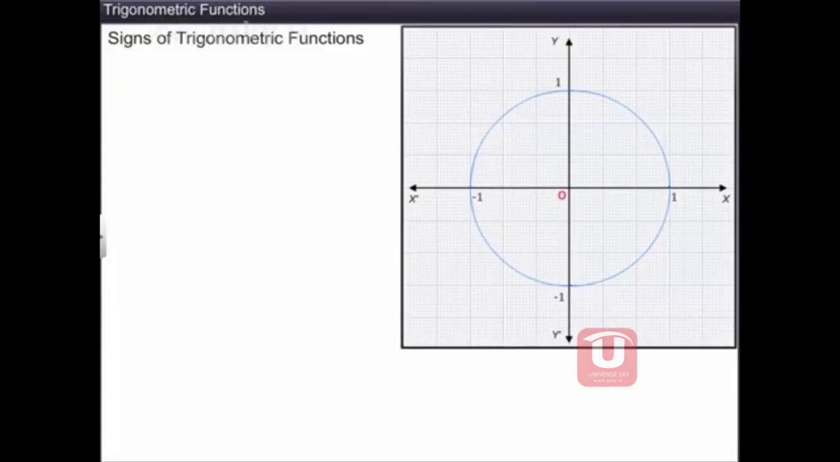Consider a unit circle such that its center is at the origin. This circle intersects the x-axis at points A and C, and the y-axis at points B and D as shown. Let P be any point on the circle with the coordinates (a, b) in the first quadrant, such that angle AOP is equal to theta radians.